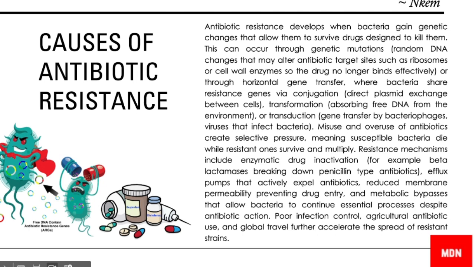Right, so I'll be talking through causes of antibiotic resistance. Antibiotic resistance develops when bacteria gain genetic changes that allow them to survive drugs designed to kill them. This can occur through genetic mutations, which are random DNA changes that may alter antibiotic target sites, such as ribosomes or cell wall enzymes, so the drug no longer binds effectively, or through horizontal gene transfer. The bacteria share resistance genes via conjugation. This is when direct plasmid exchange occurs between cells.